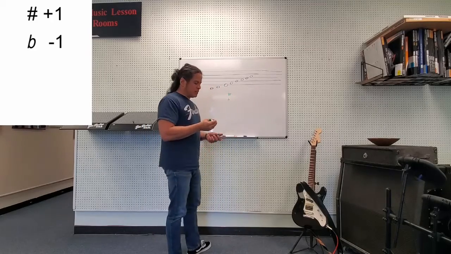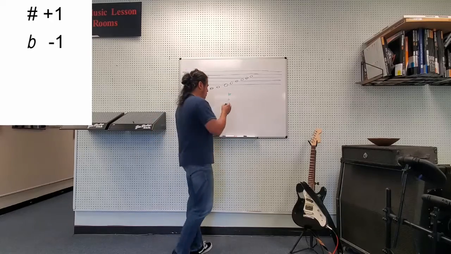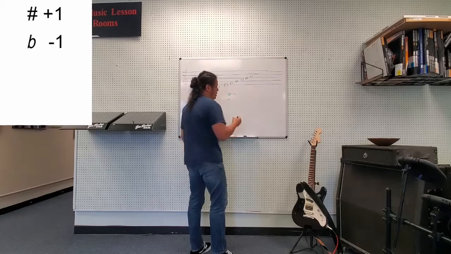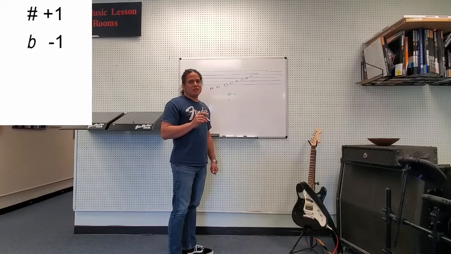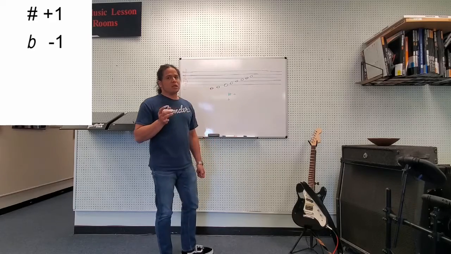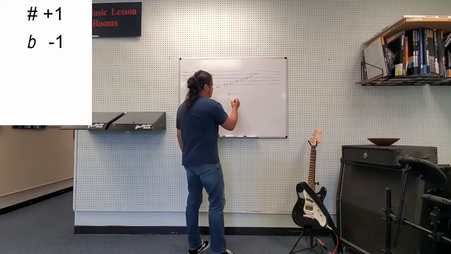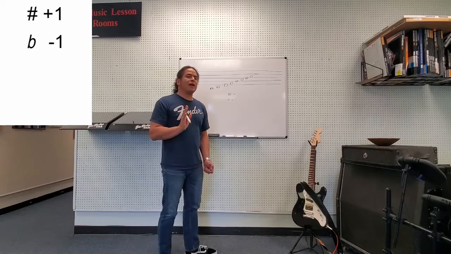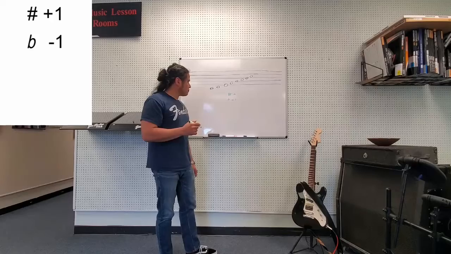The way I think about these accidentals are as modifiers. So the sharp is a +1. It's gonna add a fret to any note we play. So whenever you see something sharp, you just move it up a fret. The flat does the opposite. We have a -1, so it takes away a fret. So whenever you see something flat, it moves down a fret.